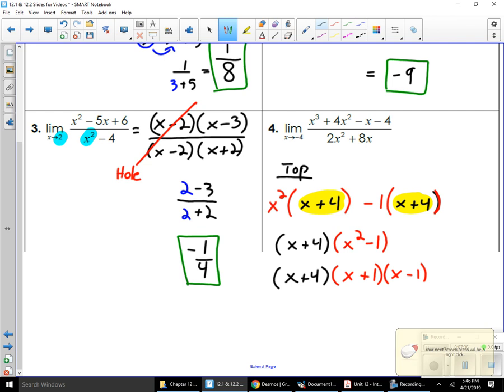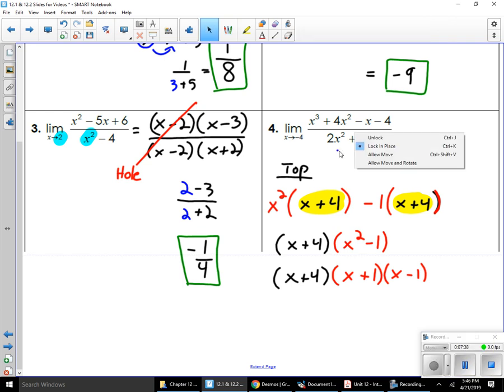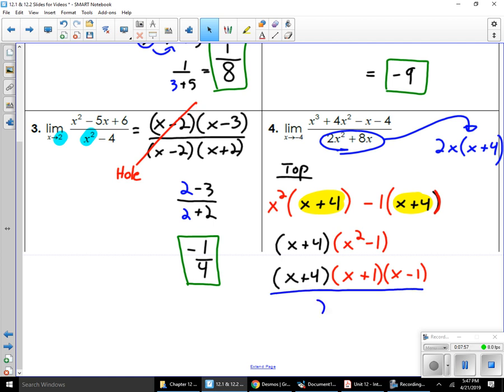As far as the bottom is concerned, that's just a GCF pattern. So you could factor a 2x out of both of those terms. You're left behind with an x plus 4. So on the top, we have this blue, black and red mess. On the bottom, we would have a 2x and an x plus 4.